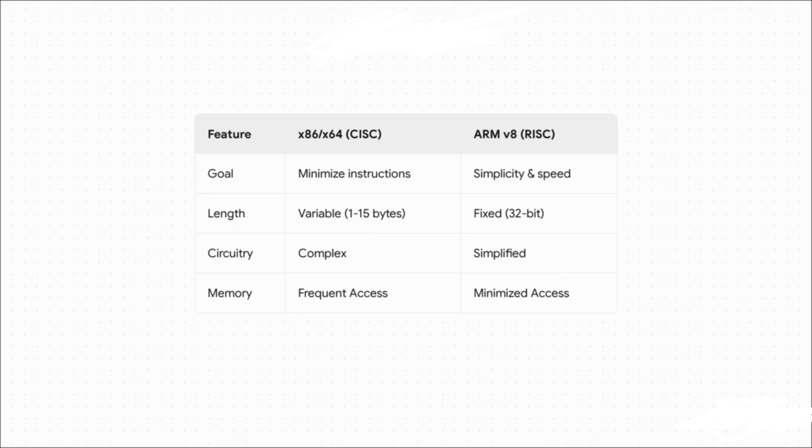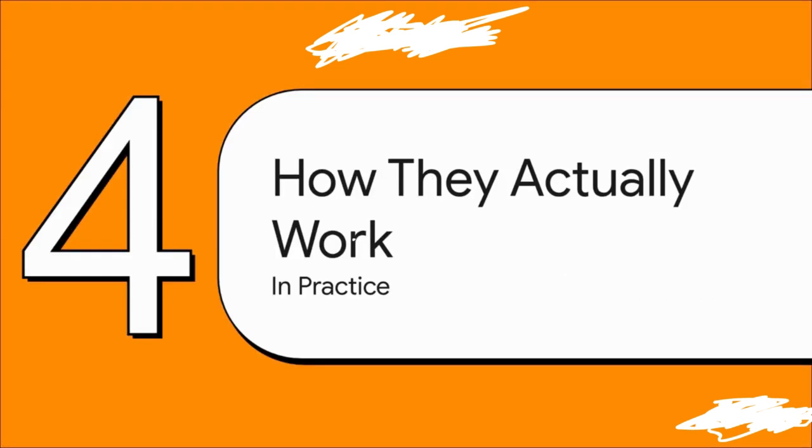Let's really break this down. For x86, the CISC approach, the goal is to use fewer instructions overall. But the catch is that those instructions can be all over the place in terms of size, which demands some insanely complex circuitry on the chip. Now with ARM, the RISC way, it's all about simplicity and speed. Every single instruction is the exact same, fixed size. This makes the chip's logic way simpler and more efficient. It also means it doesn't have to reach out to the main memory as often, keeping things humming along right inside the processor's own super fast workspace. So that's all the theory, right?